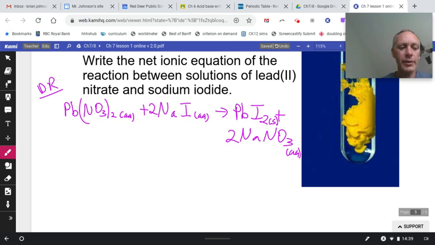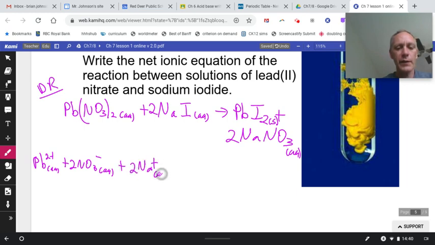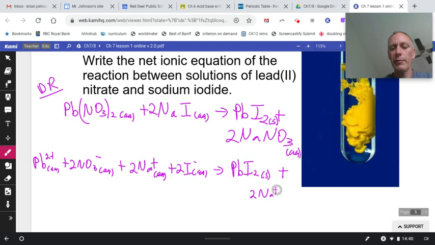Okay, so dissociate all our high solubility ionics. I got to spread this out a bit. Pb2 plus, 2 NO3 minus, 2 Na plus, 2 I minus. This is a solid, so it stays together. It's low solubility. 2 Na plus and 2 NO3 minus.